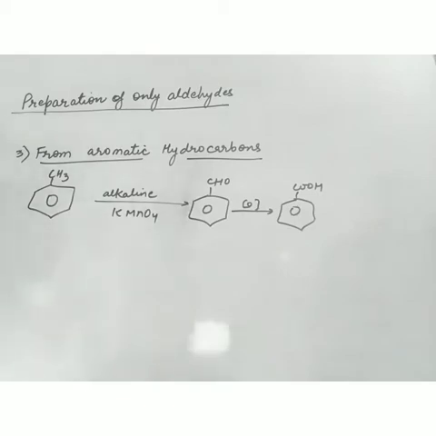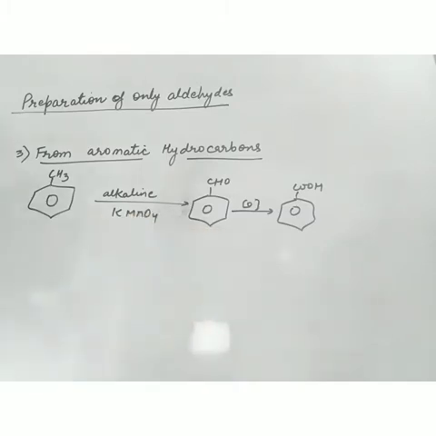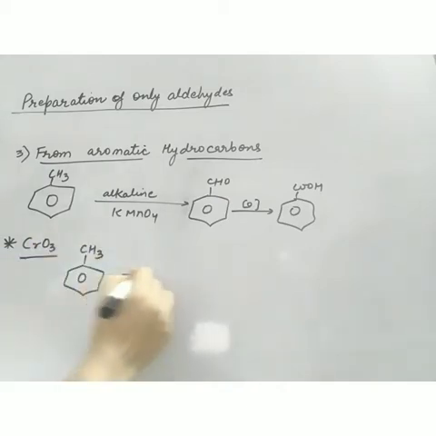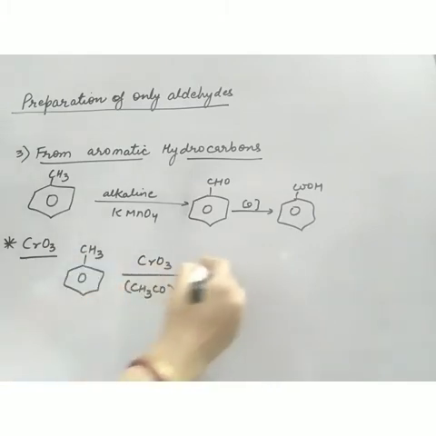Now, what is our purpose? How to stop the reaction at this aldehyde stage? One reagent is there, that is CrO3, chromic oxide. So we'll be using this chromic oxide. Now this is toluene, so I will be using this CrO3 in the presence of acetic anhydride. So what will happen? We'll get one intermediate here.